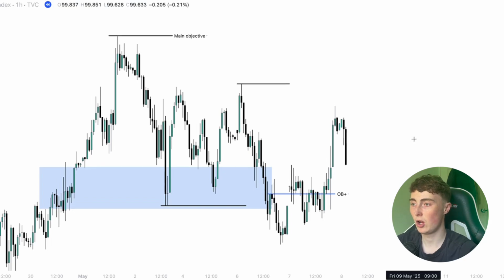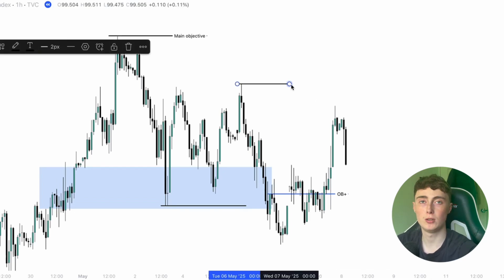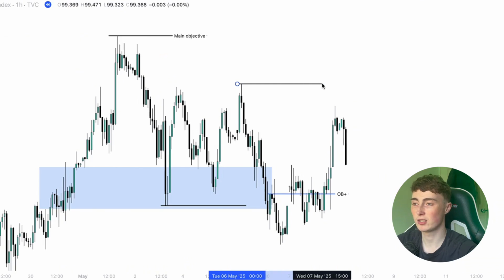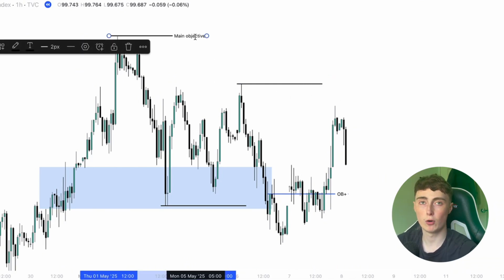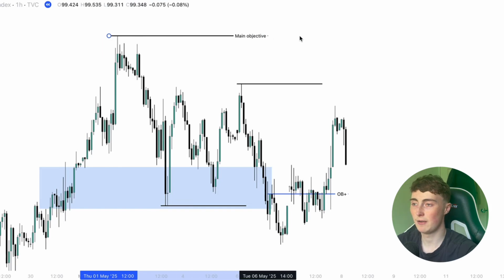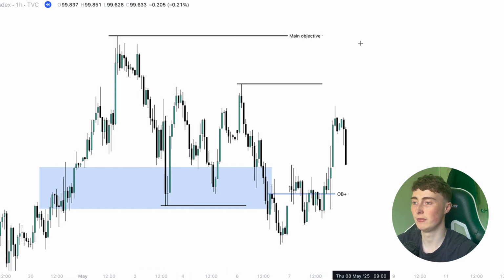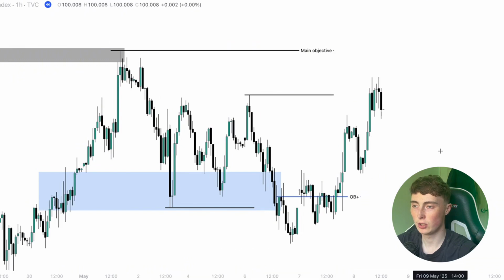So now the buy side of the curve has formed. What we're looking for are opportunities to buy to target, firstly, this level of liquidity. Then once that gets taken out, I look for another opportunity to buy to target this level of liquidity, which is the main objective.